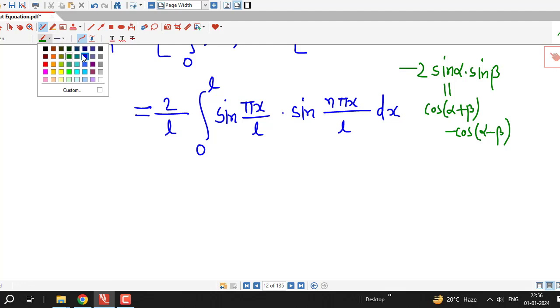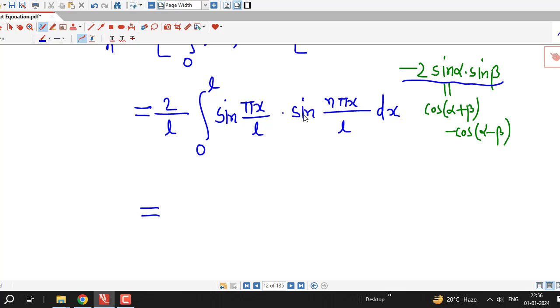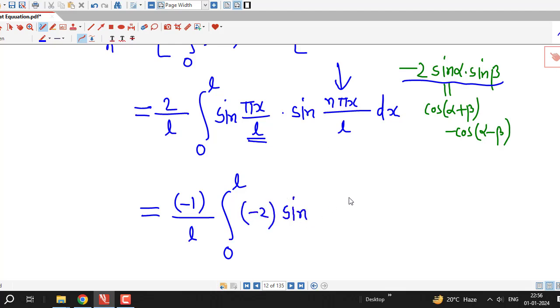So here we can adjust this to write in this form. We take this 2 inside the integral and we multiply with -1 outside as well as inside the integral, so that we can write in this form -2 sin alpha sin beta. And here the angle is n pi x by L, here the angle is pi x by L. So I am writing this angle first, -2 sin(n pi x by L) times sin(pi x divided by L), integral with respect to x.